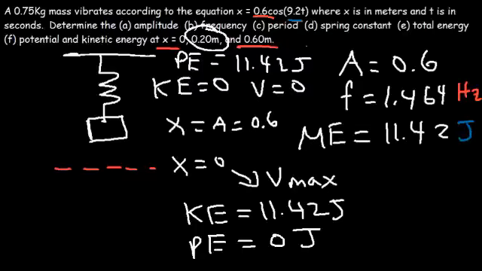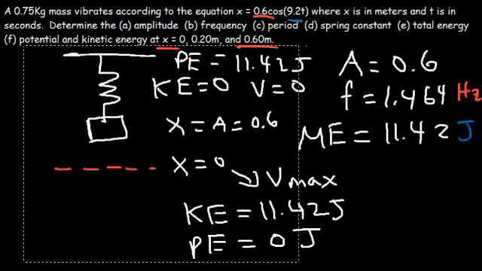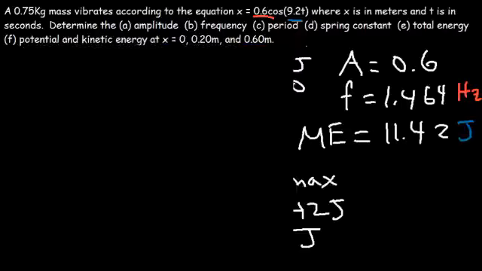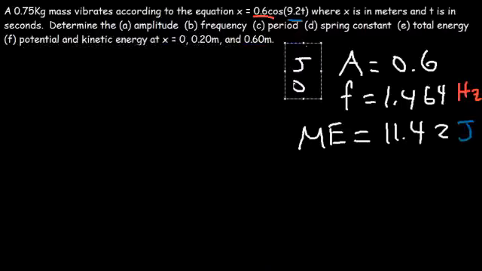Now what about in the middle, somewhere between 0 and 0.6, which is at 0.2? In the middle, it's going to have kinetic and potential energy. So we need to use the equations to get that answer. Now there's two ways you can do this. You can do it the fast way or the long way, but it's good to understand both so you can fully get the sense of this chapter.